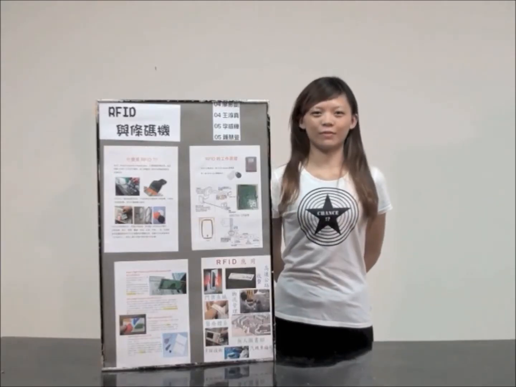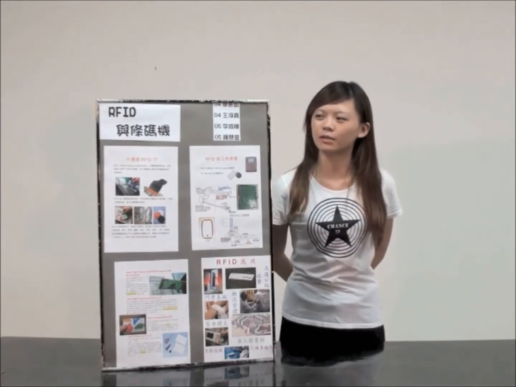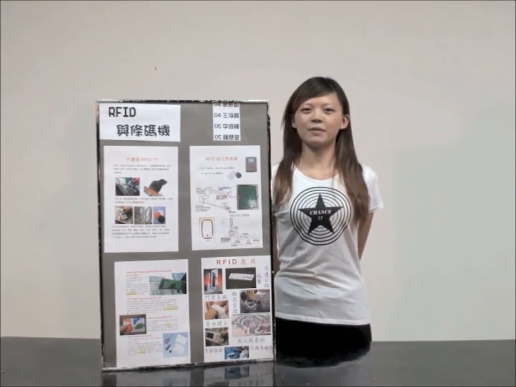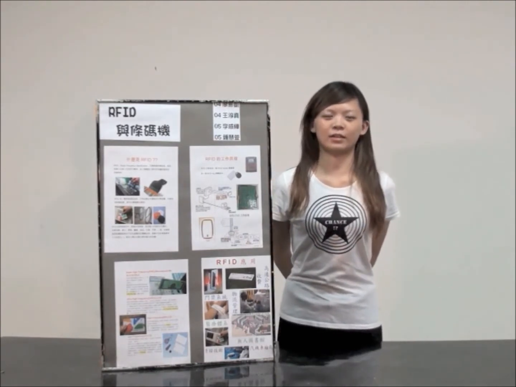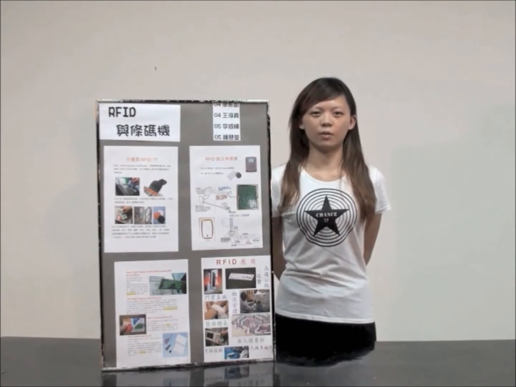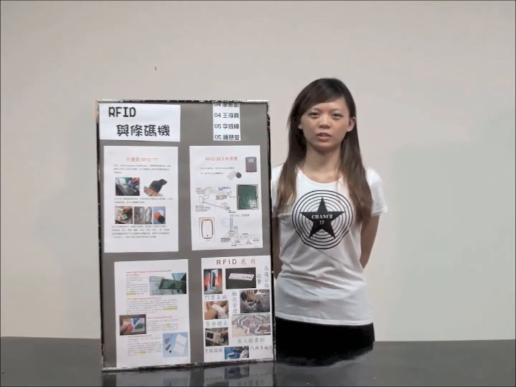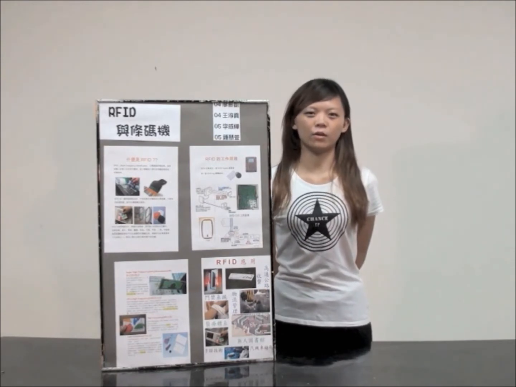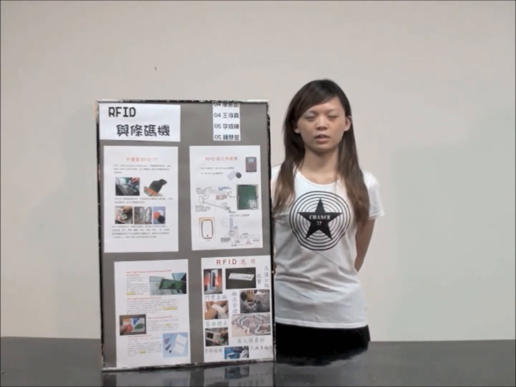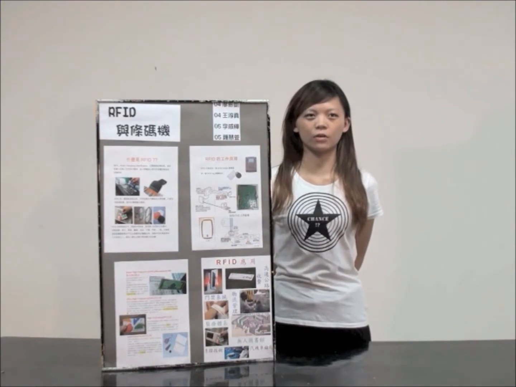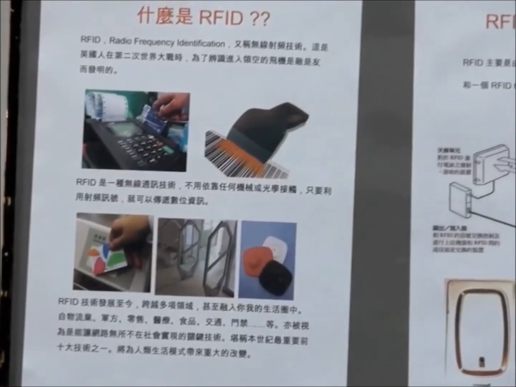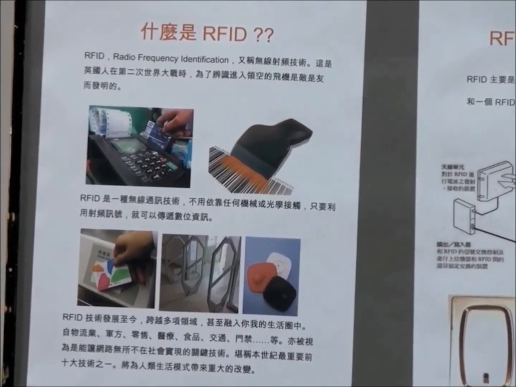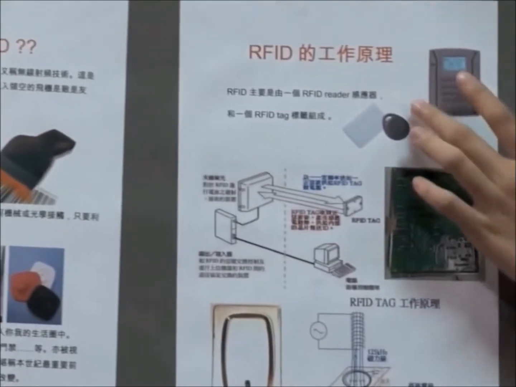Welcome to RFID and the barcode machine. RFID means radio frequency identification. It is a wireless communication technology. It doesn't need any mechanical or optical contacts, like pressing a button or light scanning. An RFID system consists of an RFID reader and an RFID tag.